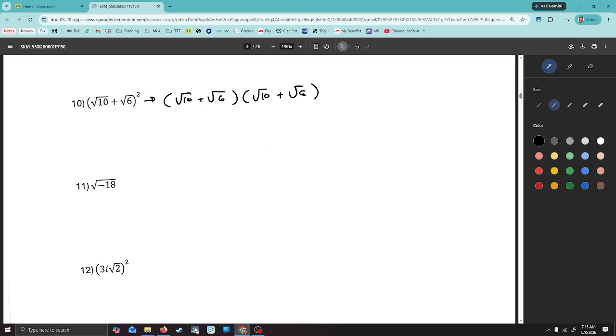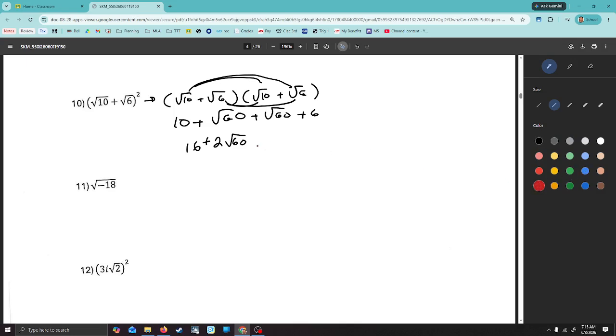We're going to FOIL out. That's going to be just 10 plus root 60 plus root 60 plus 6. Real numbers go together, 16. Roots go together, 2 root 60.